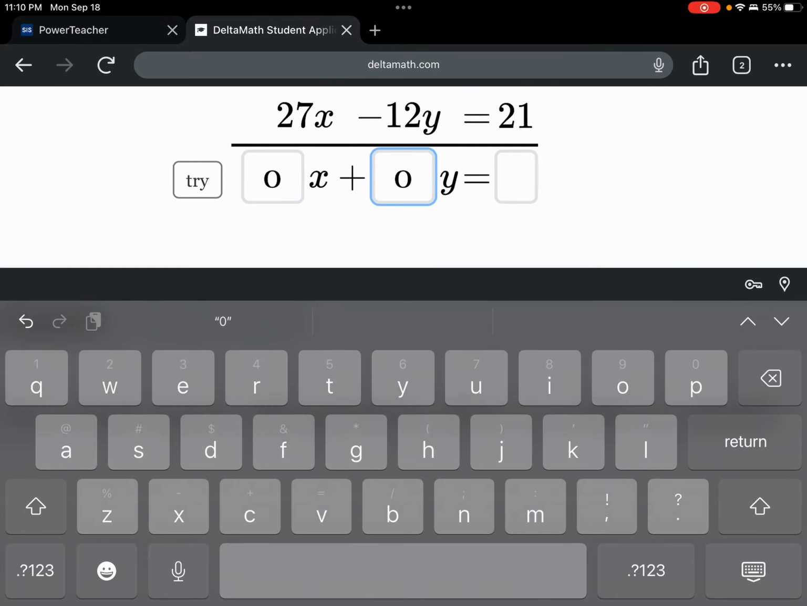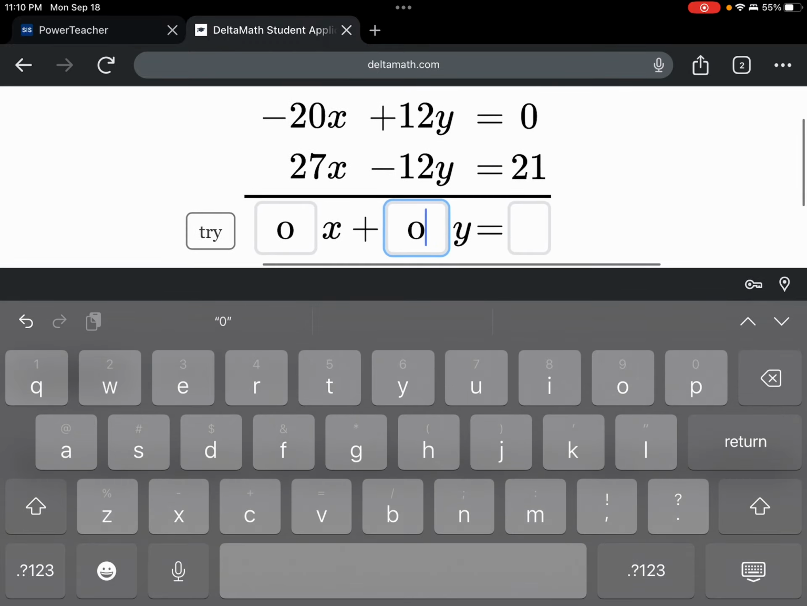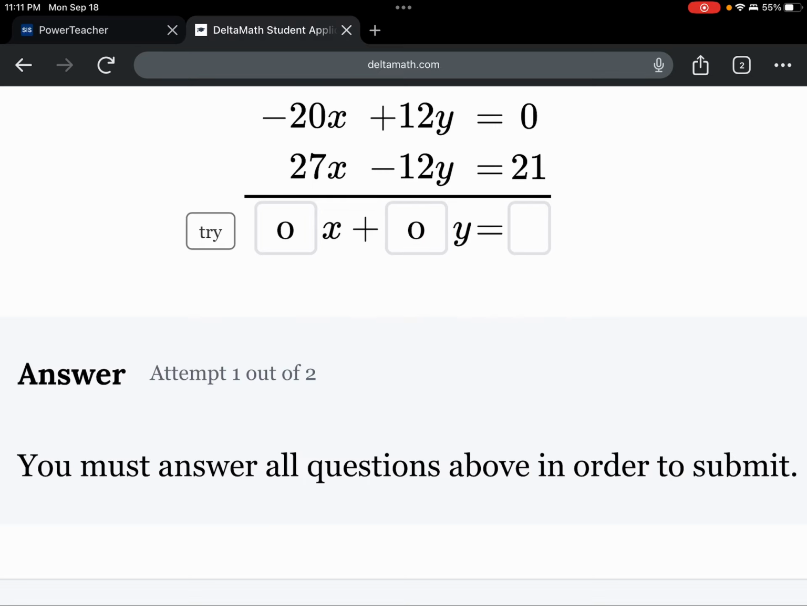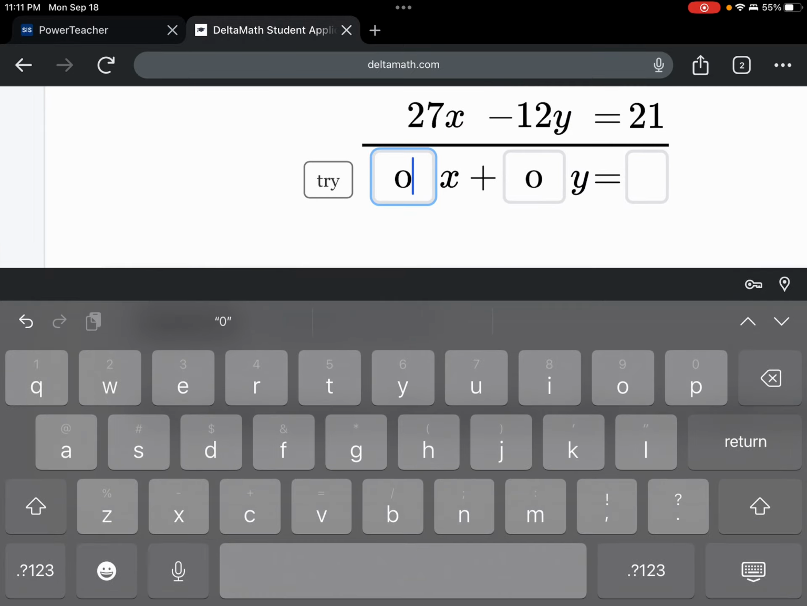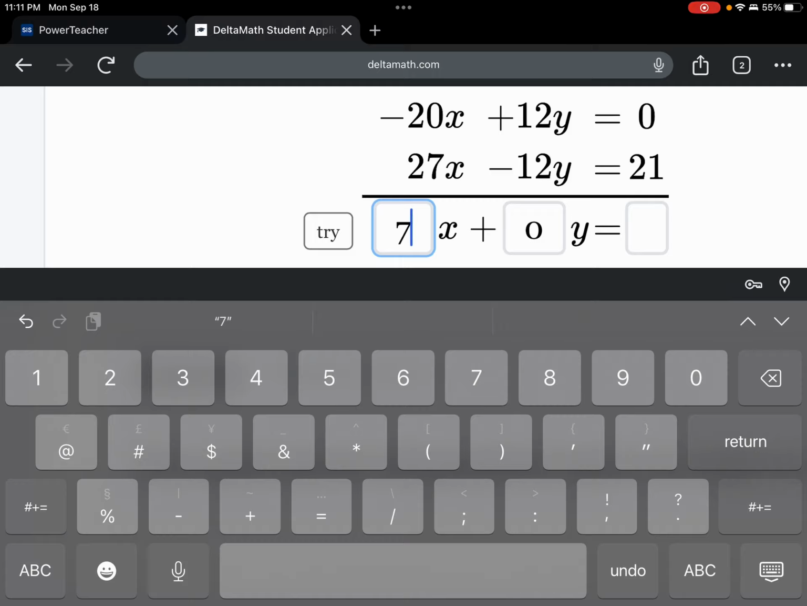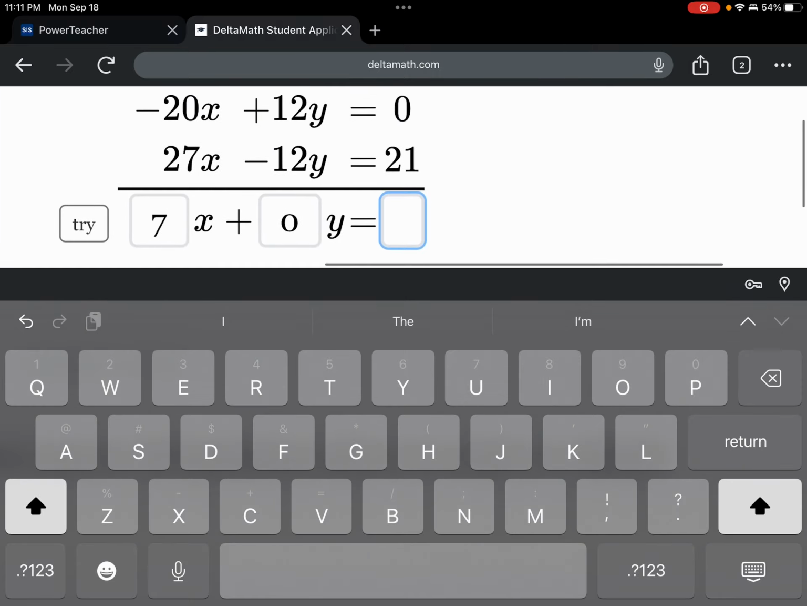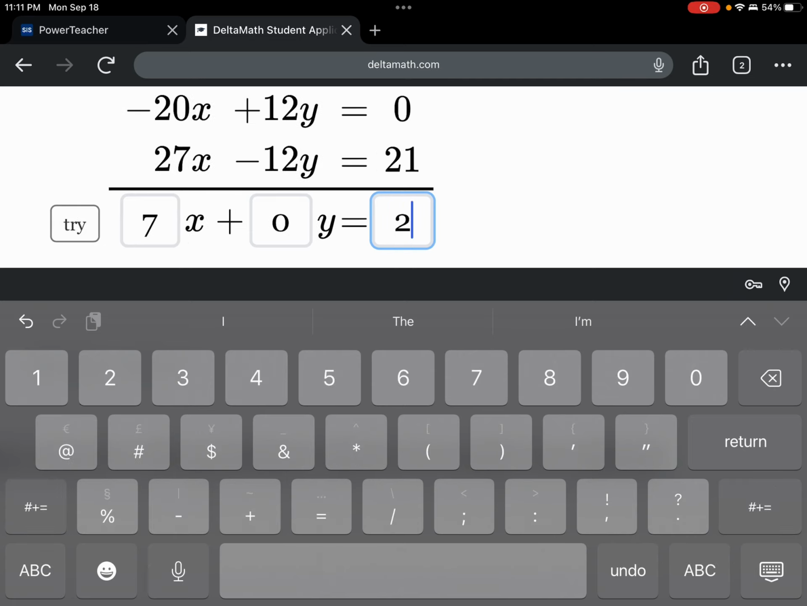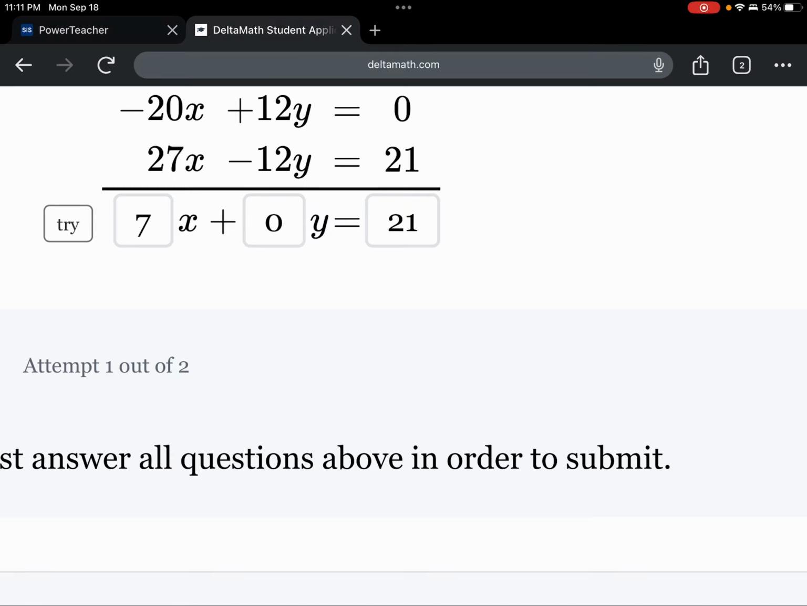The reason why it starts off with zeros in these boxes is because your goal is to get rid of one of those variables, and 12 minus 12 will give you 0 y's. You'll have to put in the numbers in the other boxes before you click the word try, and it'll let you go through. Negative 20 plus 27, or 27 minus 20, means I'd have 7 x's. 0 plus 21. In elimination method, you're always adding these equations together. As soon as you can get a positive 12 and a negative 12, you're adding the rest of the numbers together. I get 21 here.